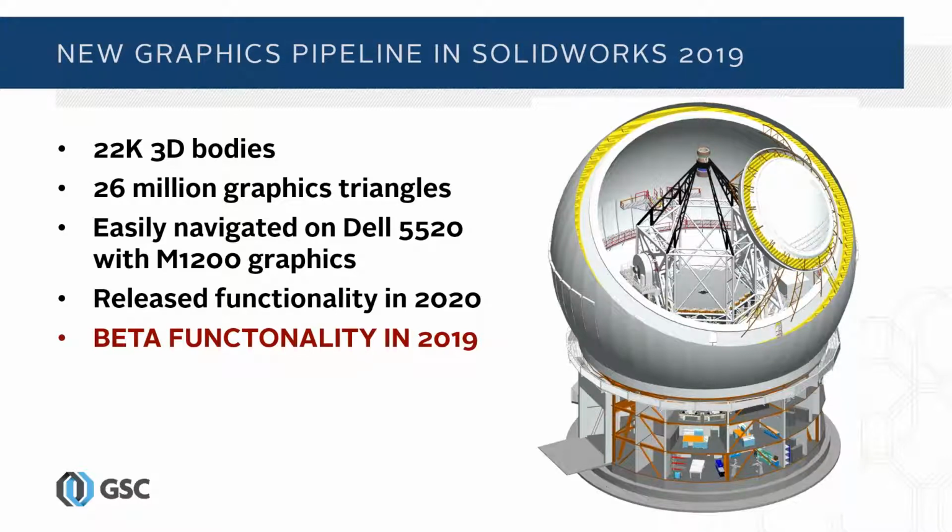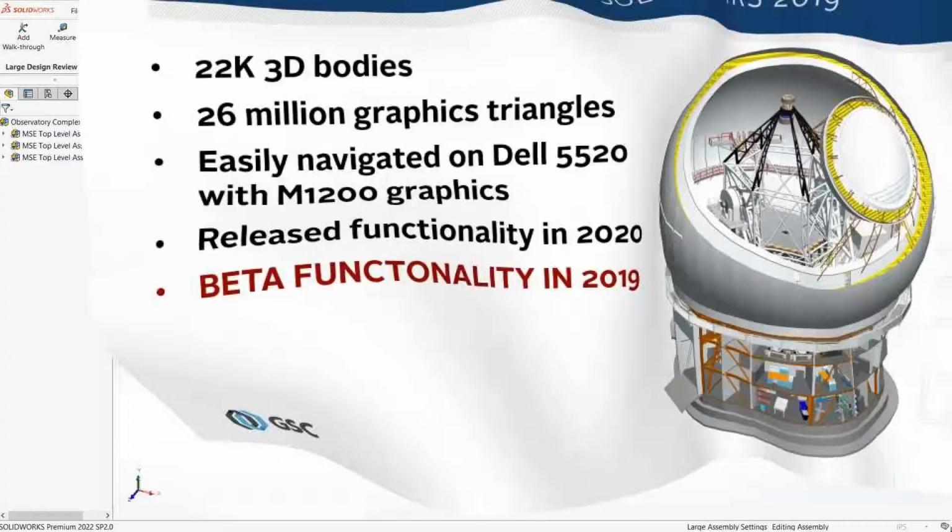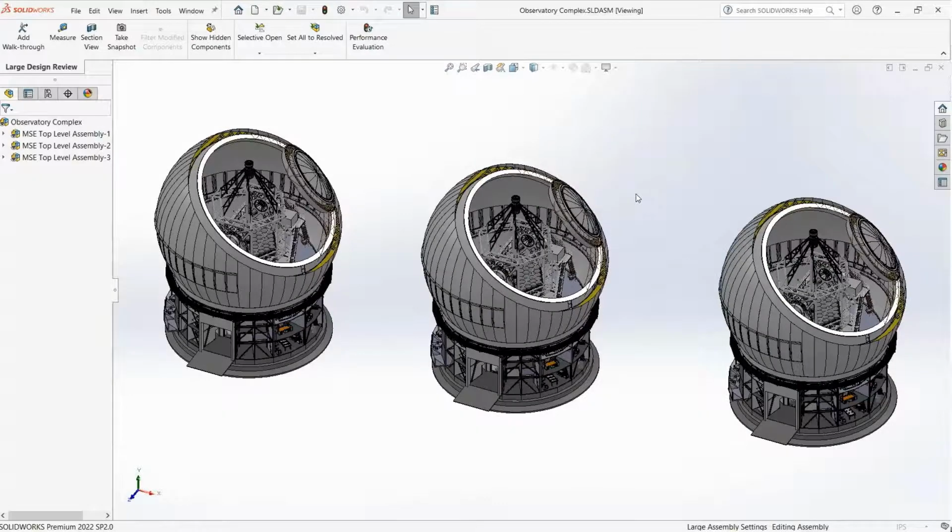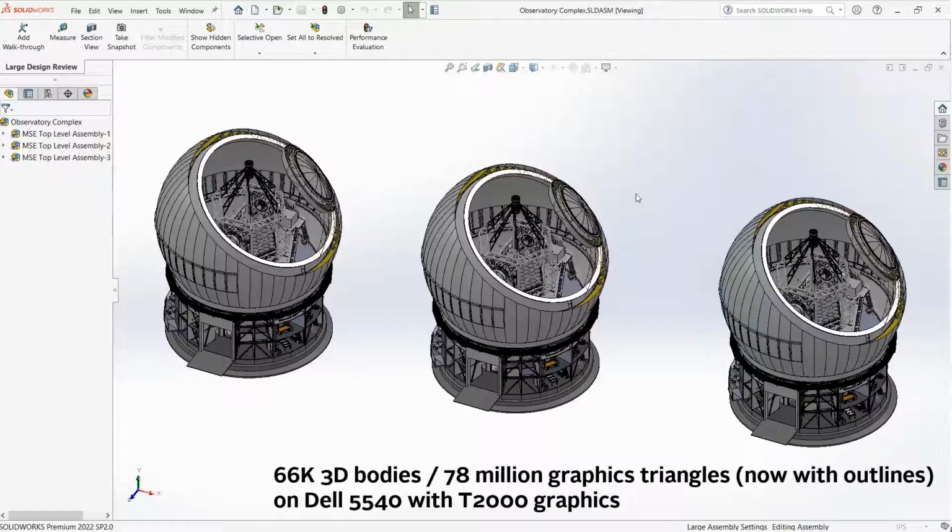It was just terrible. And as we go further on with my current Dell 5540 laptop, which has T2000 graphics, again, nothing like the RTX A2000, which is way better than what I have in my laptop right now. Yet I could take that same model, put 3 of them in an upper level assembly, because all I'm doing is just graphics triangles. So I can open up an LDR mode, large design review, it doesn't matter. I just want to have the graphics on the screen. And you're looking at now almost 80 million graphics triangles.